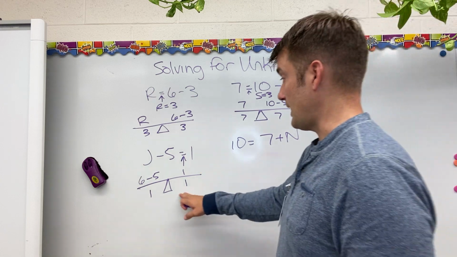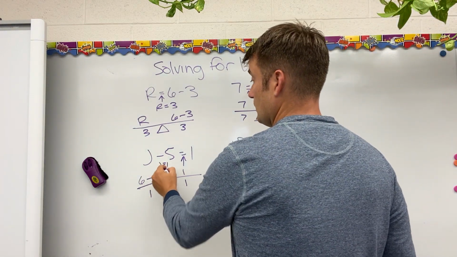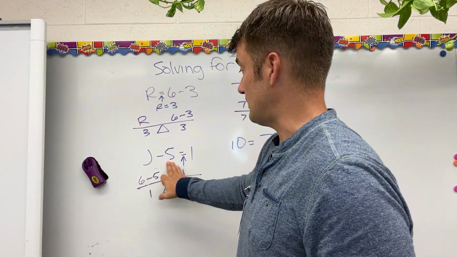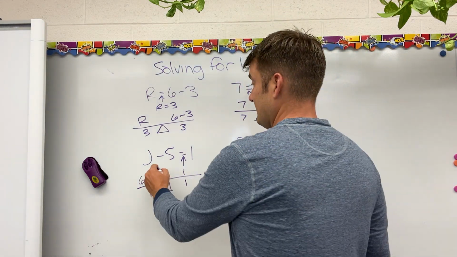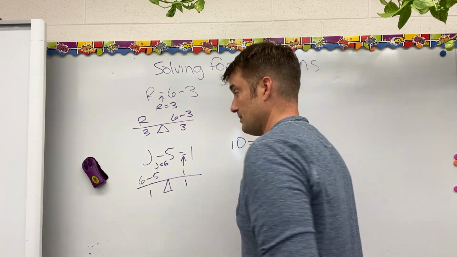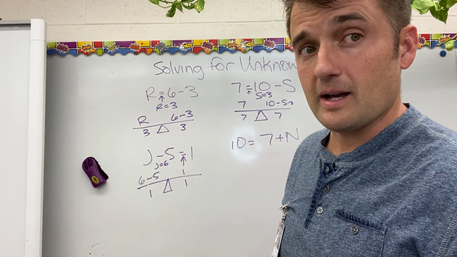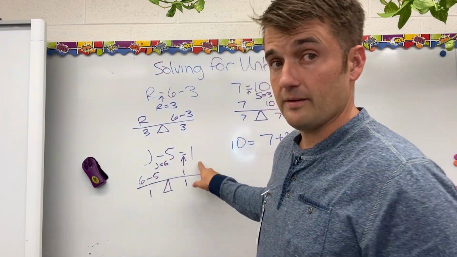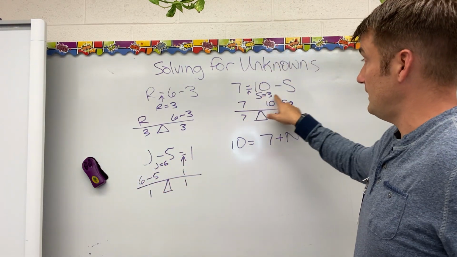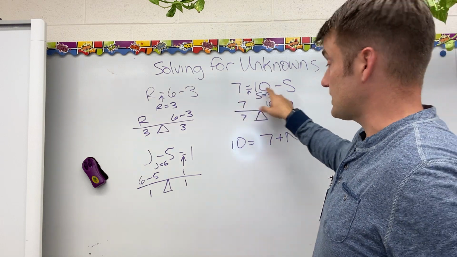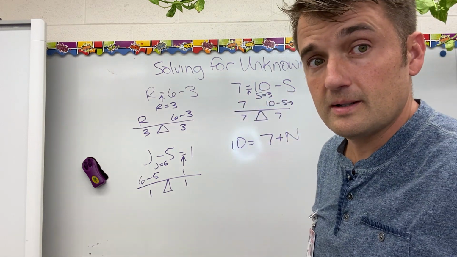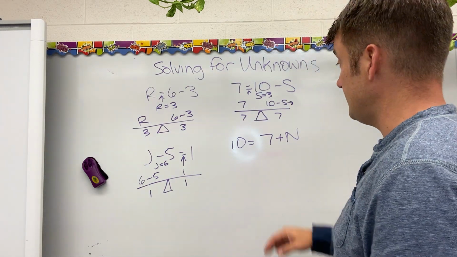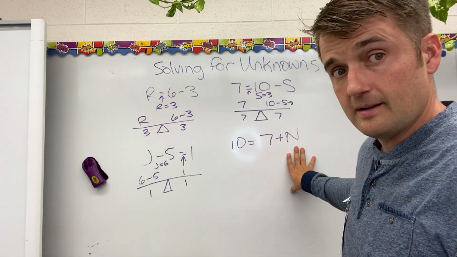And over here, I forgot to write j equals 1 because the value, no, that's wrong. Jeez. J equaled 6 because that was the value of j that balanced my equation. If I make j a 6, 6 minus 5 is 1. That worked. If I make s a 3, 7 equals 10 minus 3, yep, that's true. Okay? Here's another example. 10 equals 7 plus n. Okay?